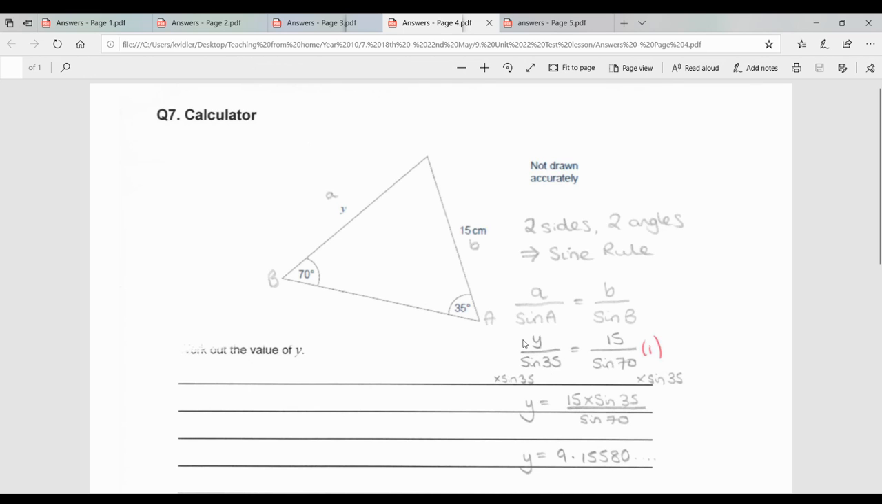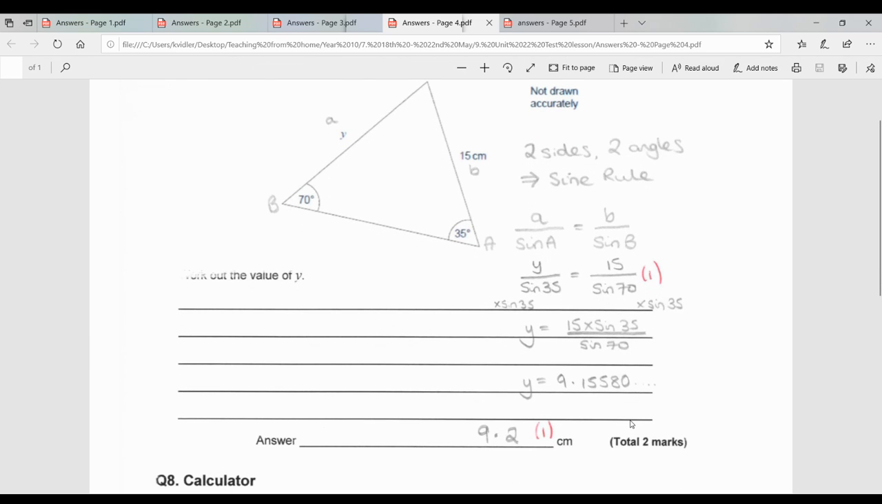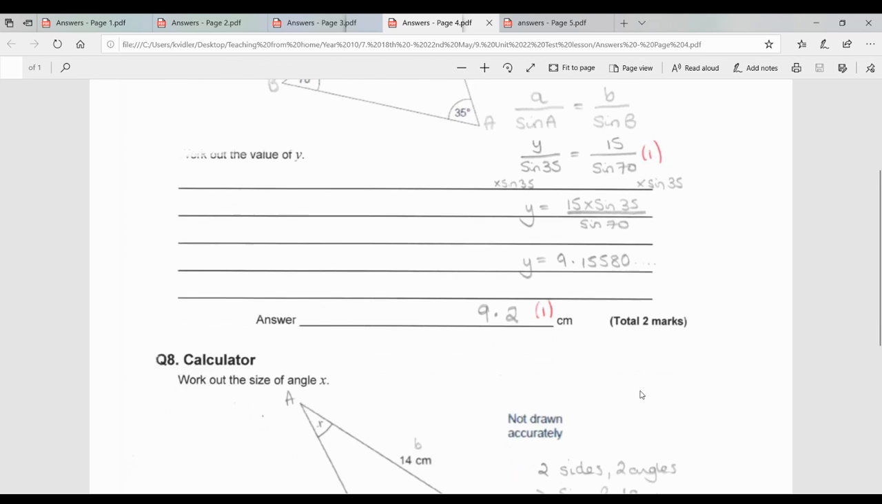If we then want to work out y, we need to get rid of this divided by sine 35, so we're going to multiply both sides by sine 35, that's going to go on the top of our fraction, and then you can just plug that into your calculator to give you a final answer of 9.15580, etc. So again, round appropriately, 9.2, 9.16, okay, would get you the 2 marks on that one. So as long as you've rounded correctly, you can then RAG for question 7.